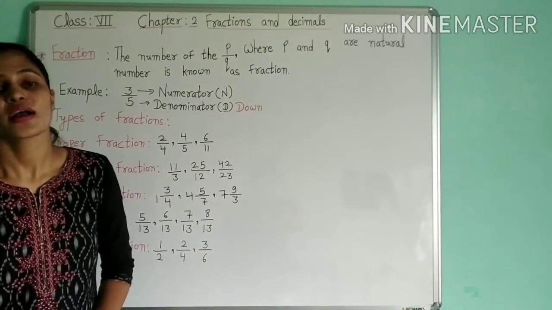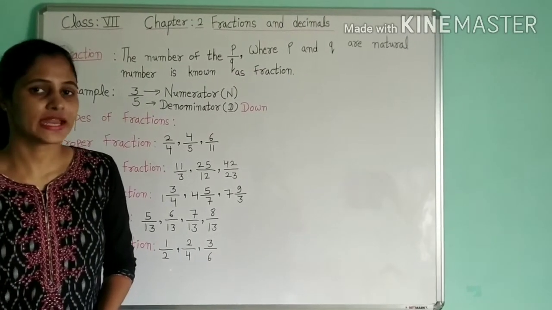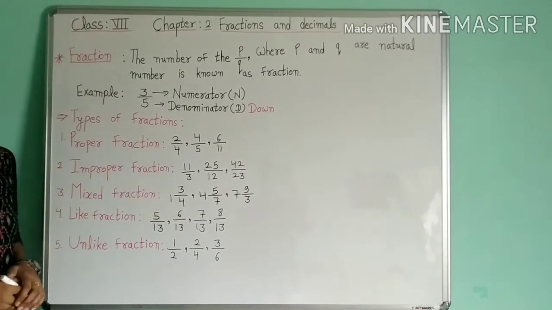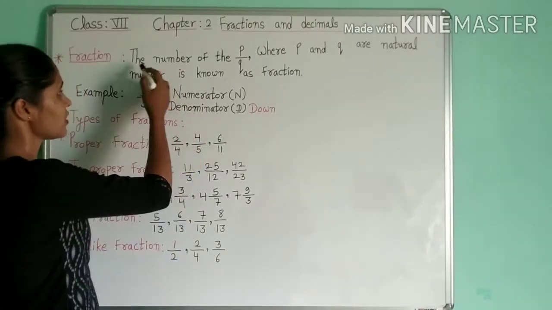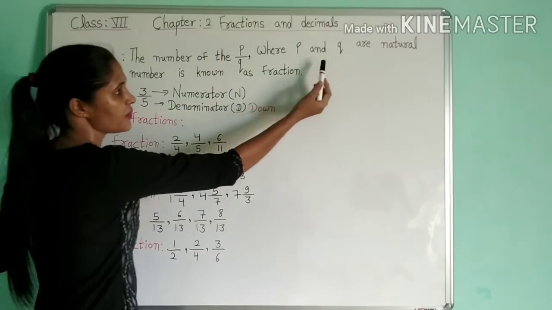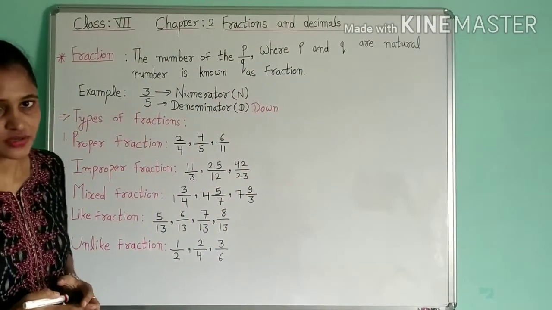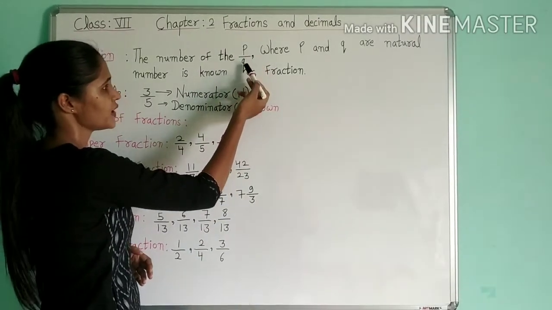I will teach you class 7 mathematics chapter number 2, fractions and decimals. Today I will teach you about the fraction. First I will tell you what is a fraction. A number of the form p by q, where p and q are natural numbers, is known as a fraction. So fraction means this p by q form.